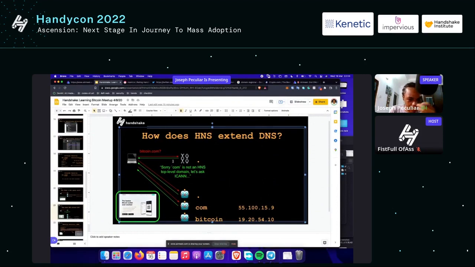So as I was saying, I would have to skip this because of time. You're trying to talk to Bitcoin.com or Crypto.com. It talks to ICANN and gets that server information.